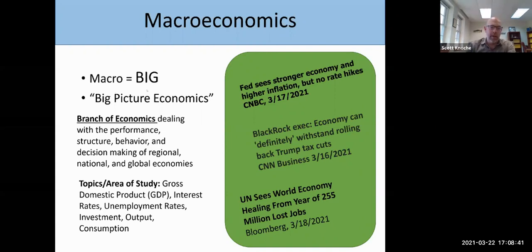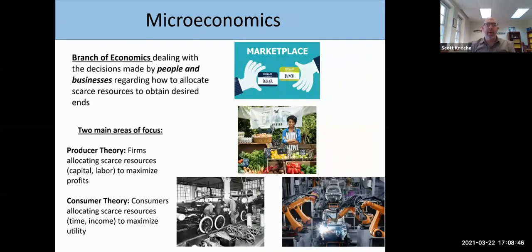So that's macroeconomics. It's big picture economics. But micro, I'm a microeconomist, so of course I'm biased. I like microeconomics. It really looks at the interactions between economic agents, namely buyers and sellers, people and businesses, and how they use scarce means to achieve desired objectives. So you really have two branches of micro. You have producer theory and consumer theory.